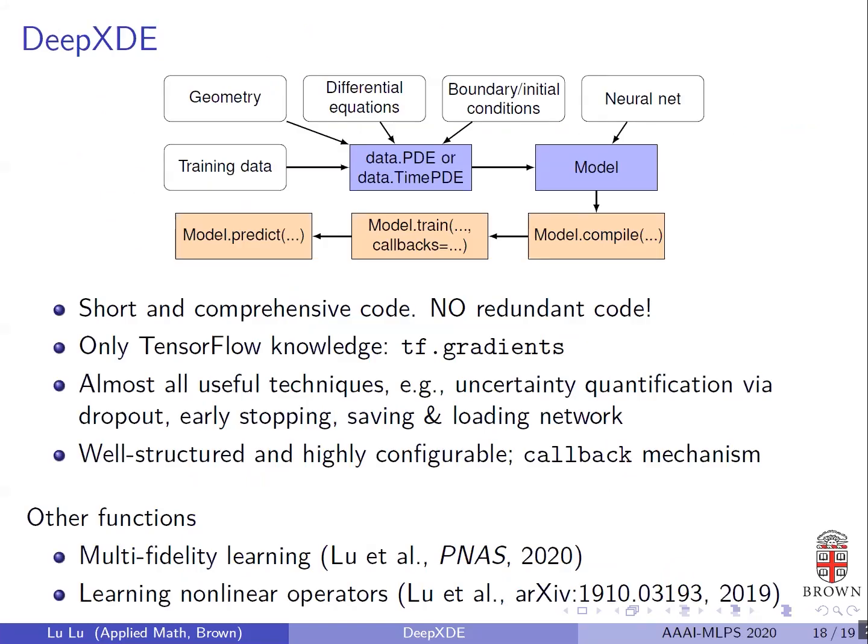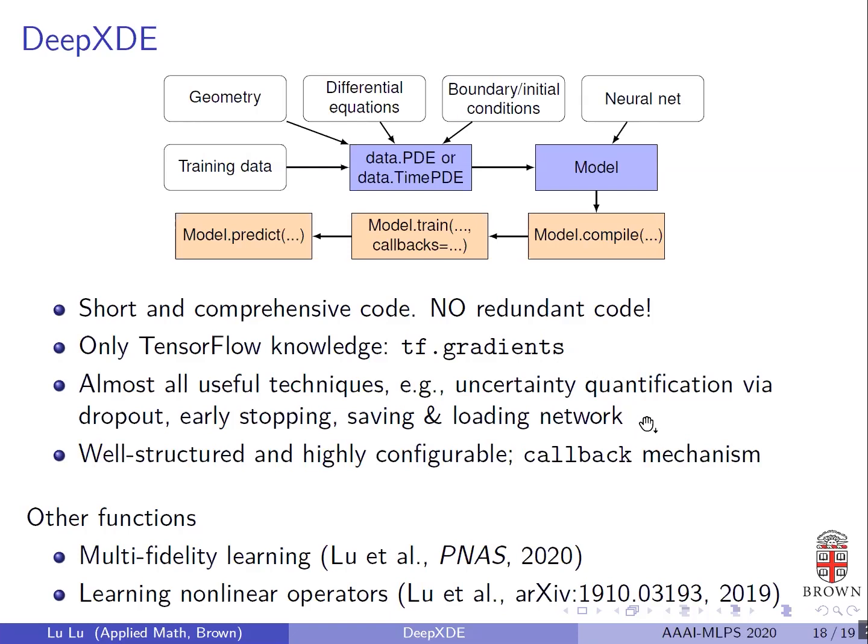As I demonstrated from the 5 examples, to solve a problem using DeepXDE, the users need only define the geometry, the equations, the boundary condition, the initial condition, and select the neural network. There's no redundant code. The user does not need to select the training points manually, so the code is really short and comprehensive. The user also does not need to know TensorFlow. The only TensorFlow syntax the user requires is tf.gradients.